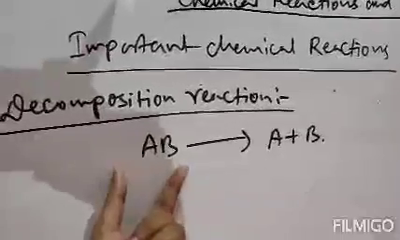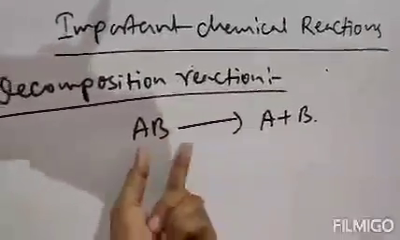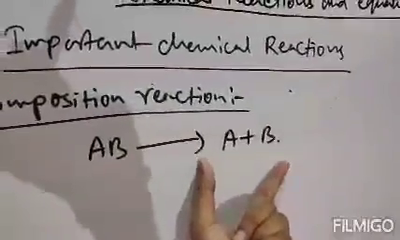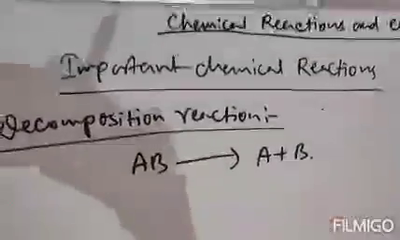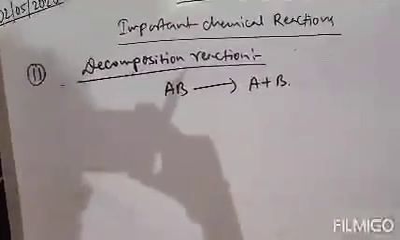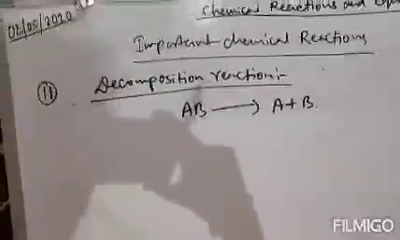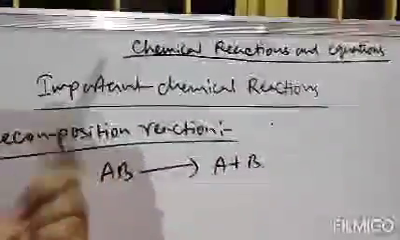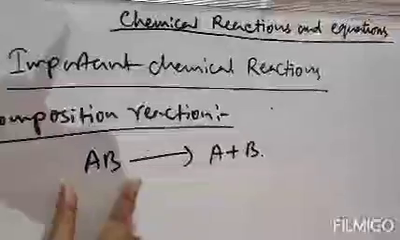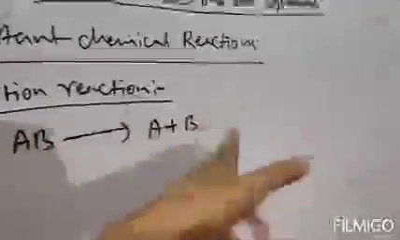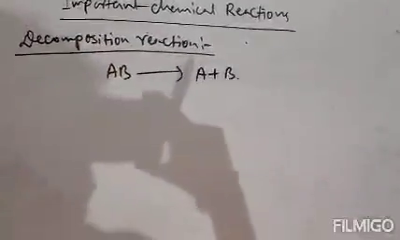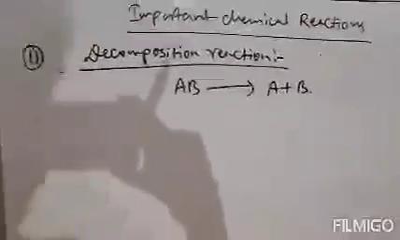Here AB is a reactant. When AB breaks down, it produces two new kinds of substance. So that is your decomposition reaction. When a single substance breaks down to give two or more new substances, then that reaction will be termed a decomposition reaction. Here we can say that AB is decomposed into A and B. So this is your decomposition reaction.